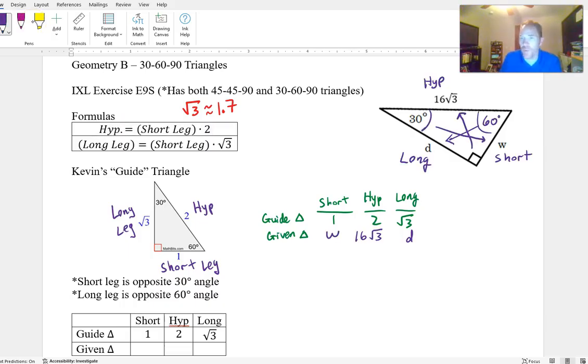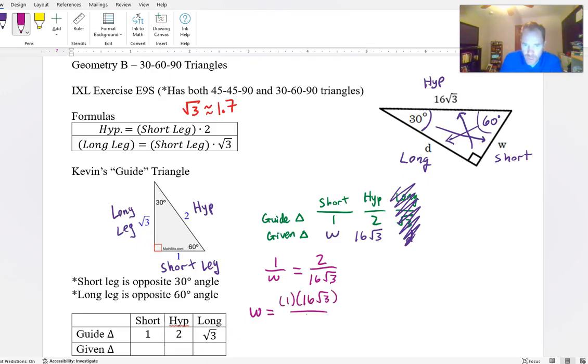Okay, so here I definitely want both of those missing sides, unlike IXL. So maybe I start with W and I can ignore the column with D. And I can say, all right, we've got 1 over W equals 2 over 16 root 3. Cross multiply and divide: 1 times 16 square root of 3 divided by 2. So remember, what's outside the square root can get multiplied or divided. So we've got here 1 times 16 divided by 2, that's going to be 8. And then the square root of 3 is just going to come along. We're still multiplying by the square root of 3. So that's W right there. That's an exact value. We'll do an estimate in a moment.